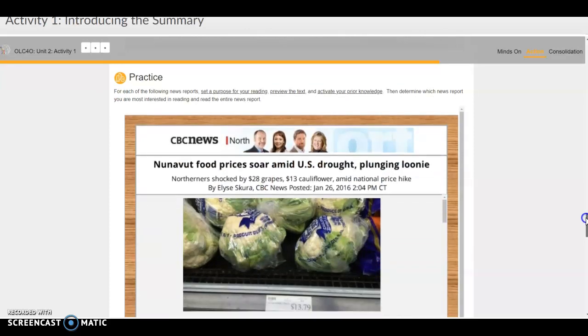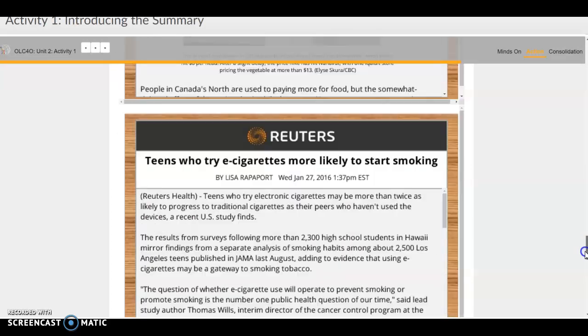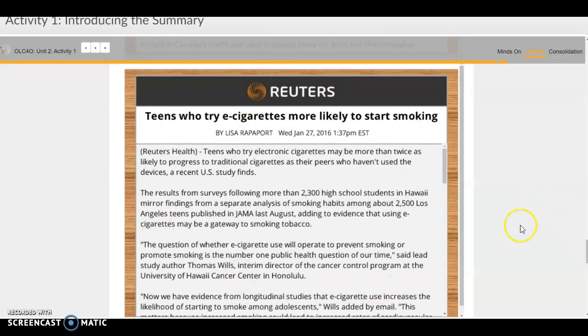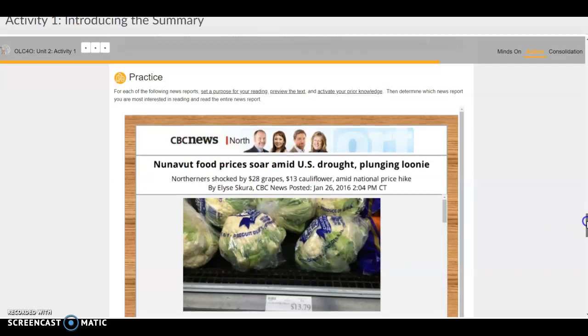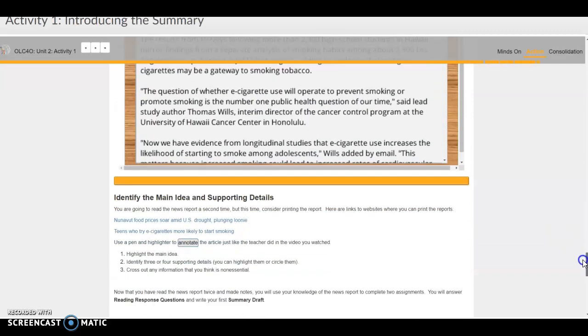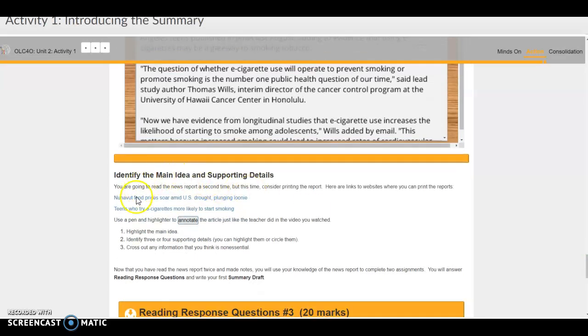Eventually, you're going to have to write your own summary on either this article or this article. So you have a choice between an article about teens and e-cigarettes, or about food prices soaring in Nunavut. So you can choose one of those two. You don't have to read both of these news reports. Just choose one. Read through it. They'll give you some good ideas here about how you can make notes and identify the main idea and the supporting details in whichever news report you read here.